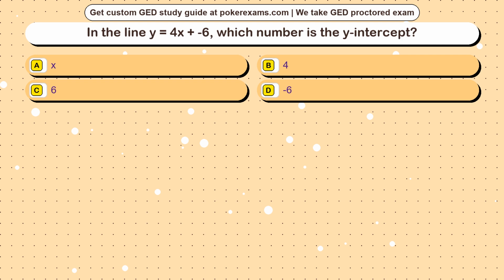Question 14. In the line y equals 4x plus minus 6, which number is the y-intercept? Option A, x. Option B, 4. Option C, 6. Option D, minus 6.